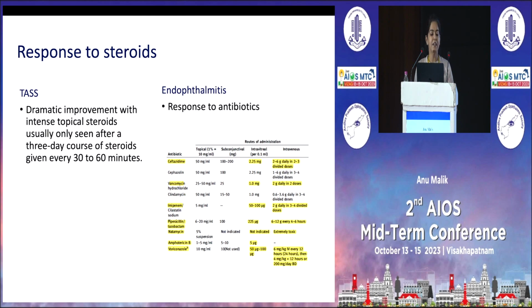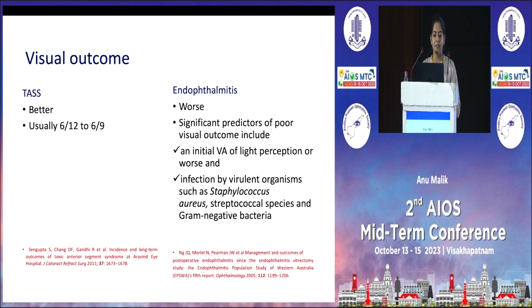We have seen dramatic response with intense topical steroids, usually within a 3-day course of steroid given every 1 hour in TASS. In endophthalmitis, the patients usually respond to antibiotics only. The visual outcome is good. The patient usually has 6/12 to 6/9 visual acuity. And in endophthalmitis, we can have worse results. Significant predictors of poor visual outcomes include initial visual acuity of light perception or worse, and infection by virulent organisms.